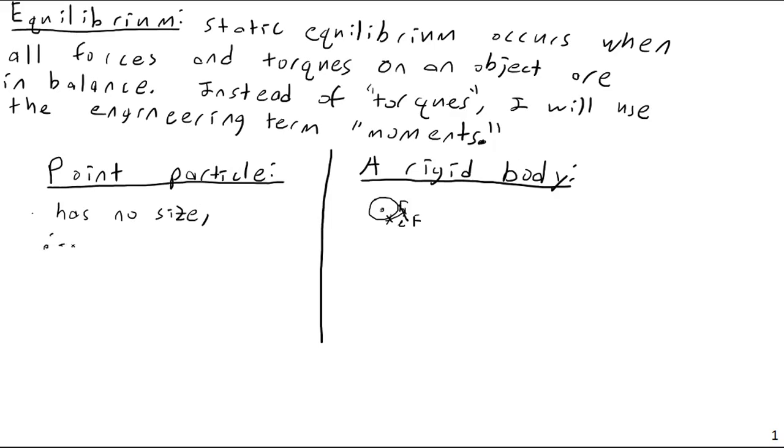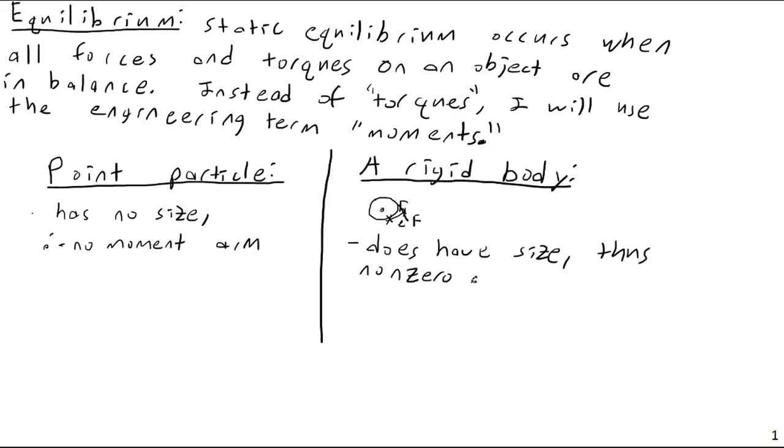Therefore, no moment arm. If a point particle has no size, by definition, it cannot have a moment arm. So this does have size. Thus, non-zero moment arms.